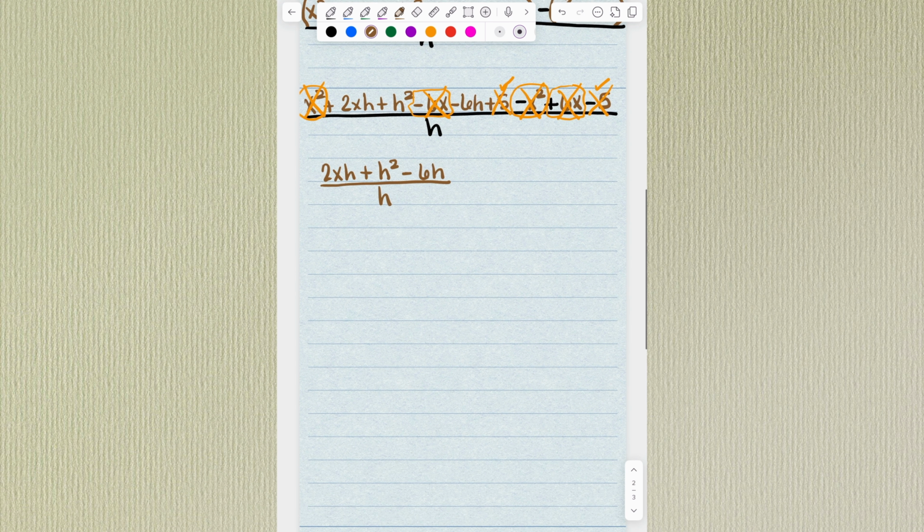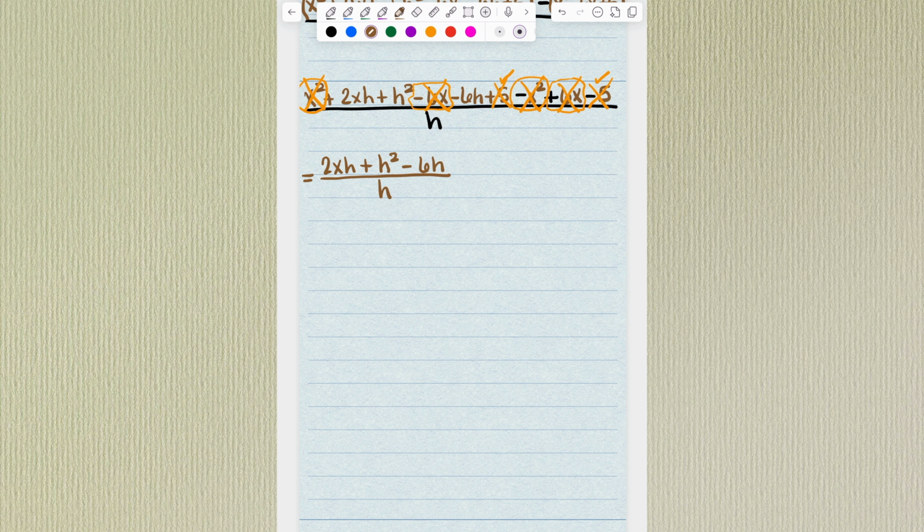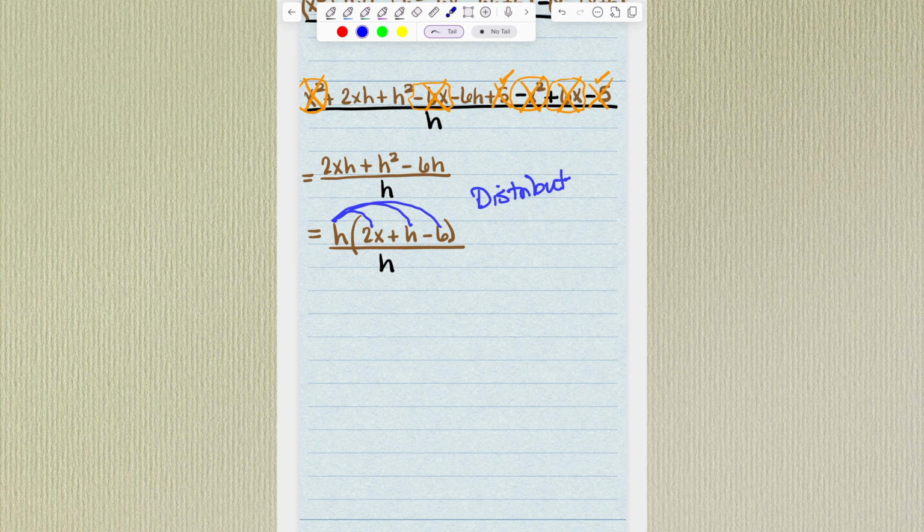2xh plus h squared minus 6h. All of these have at least one h in common. So let's factor out an h. So if I move an h to the front, I'm left with 2x plus h minus 6, divided by h. Y'all see that? So if you take h times that, you get 2xh. That gives you the h squared. That gives you the minus 6h. So we did the distributive property. We just did it backwards, okay?